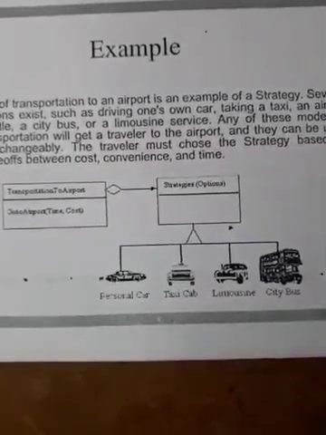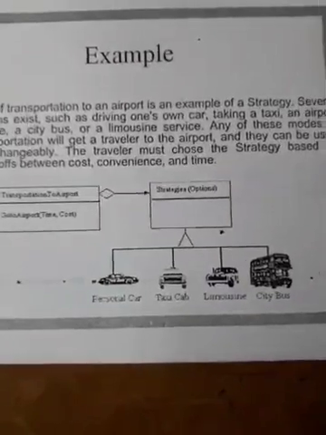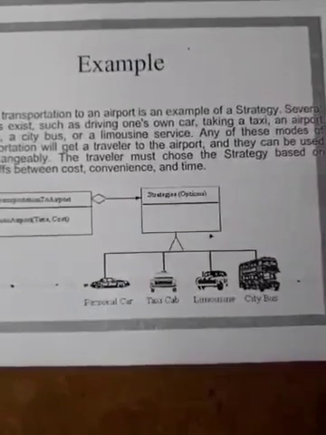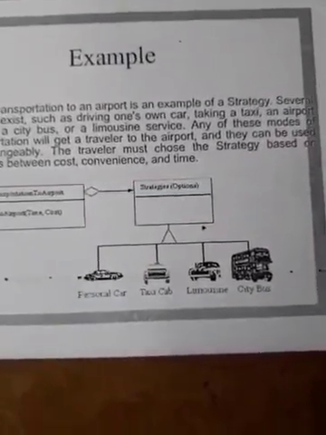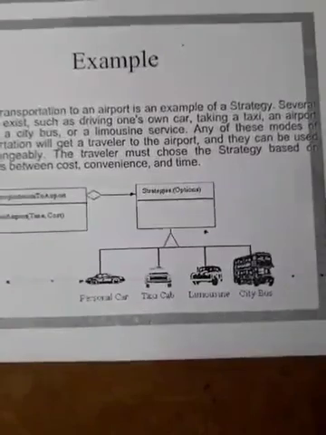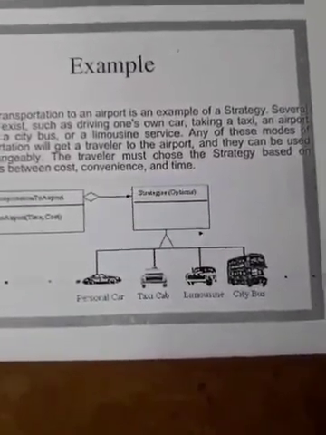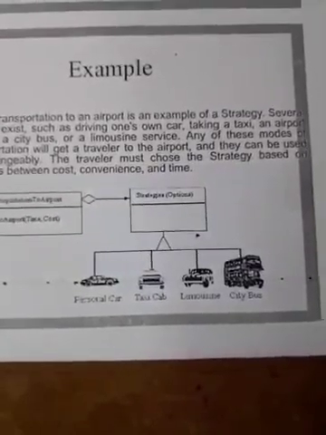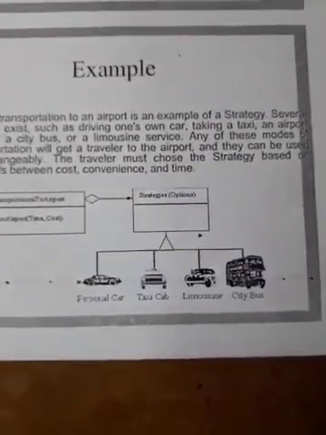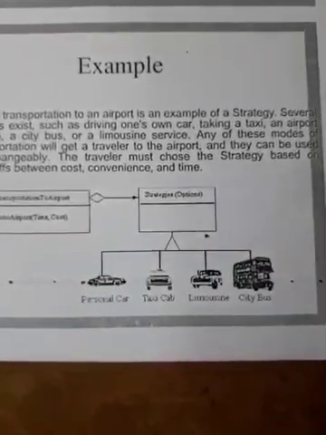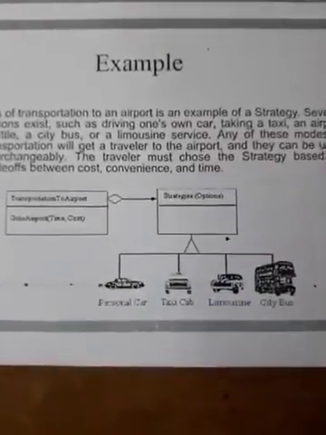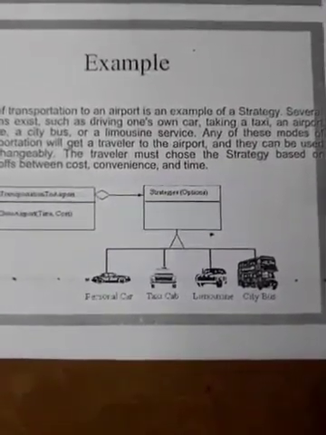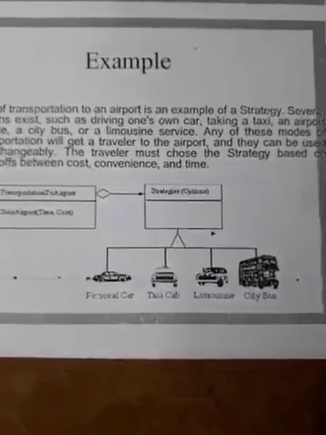What are the different kinds of transport he can use to go to the airport? Either he can go by his personal car, or by a taxi, or by a city bus, or by an auto, or by a local train. So there are many options to go to the airport from his house. He has many options, and from that he has to choose one option to go to the airport, right?